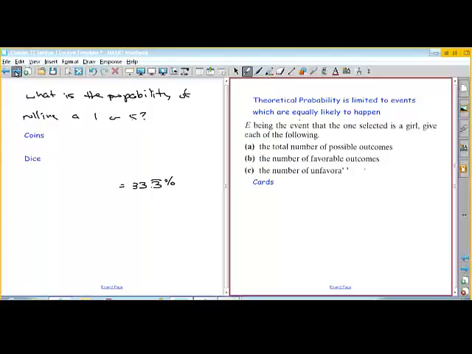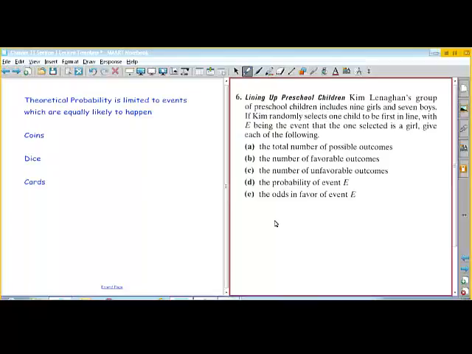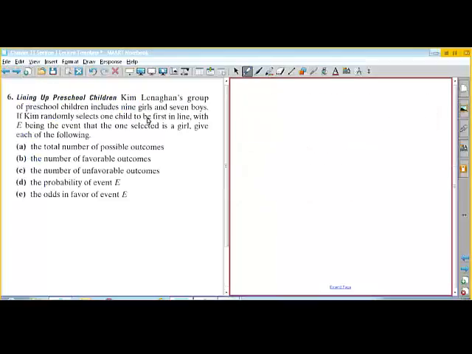Okay, so this is a simple example. It's one very similar to what I put on the test. So it's similar to what I just talked about in class. So it says there's a group of preschool children, including 9 girls and 7 boys. If Kim randomly selects one child to be first in line, with E being the event that the one selected is a girl, give each of the following.